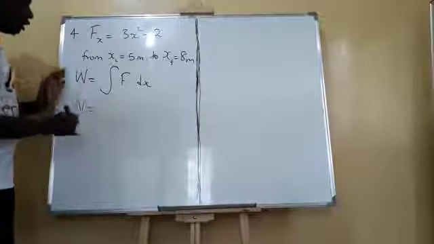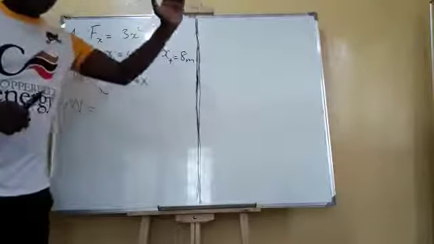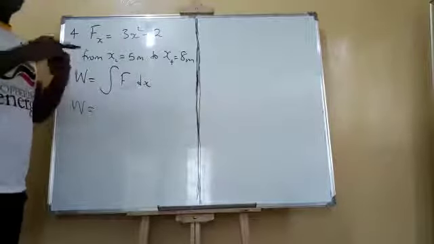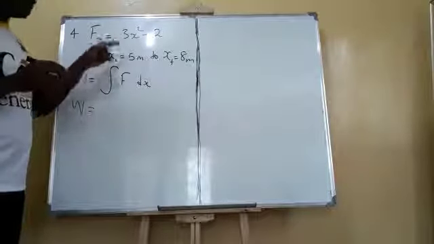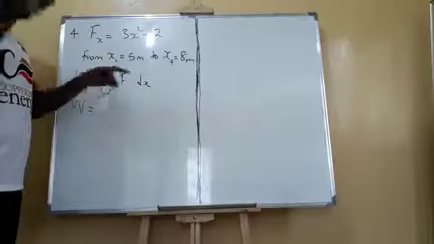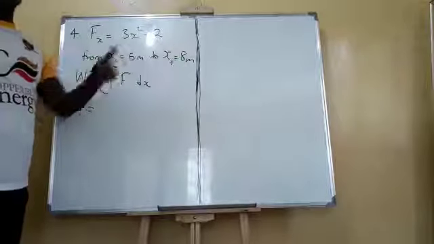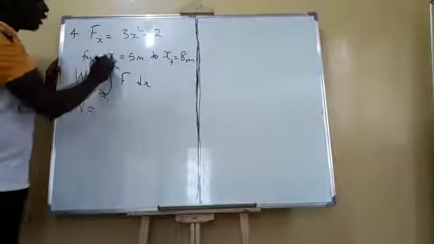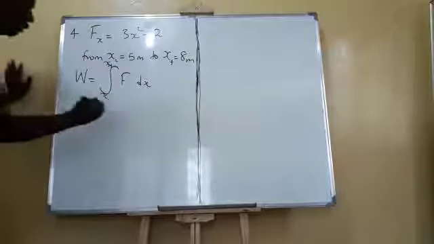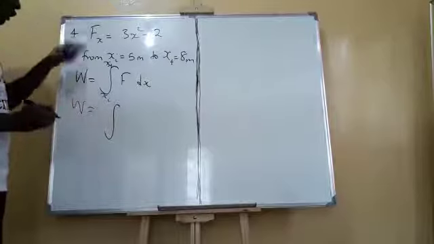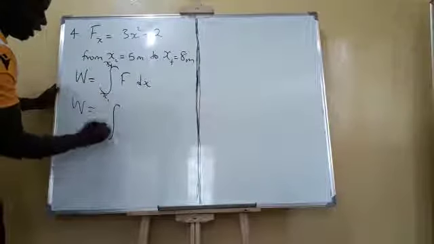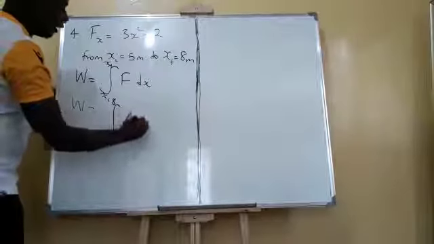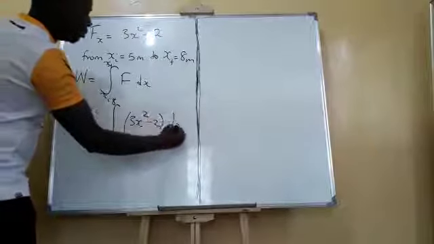Let me explain this. The particle has been given limits in which it is moving. Like in this case, we are told to find the work done when the particle is moved from initial position 5 meters to final position 8 meters. So we have to put the limits when you are given from initial position to final position. So the work done in this case will be the integral, where the initial position here is 5 and the final position is 8, of f, but f is simply 3x squared minus 2, with respect to x.